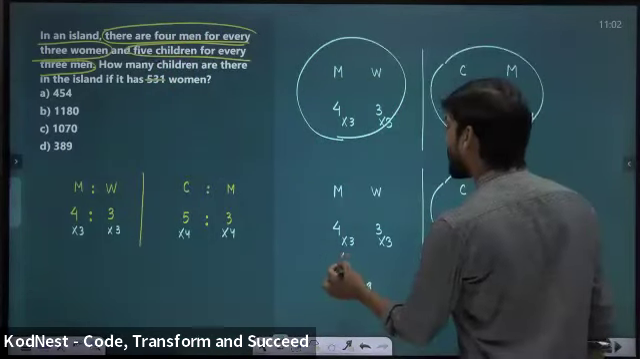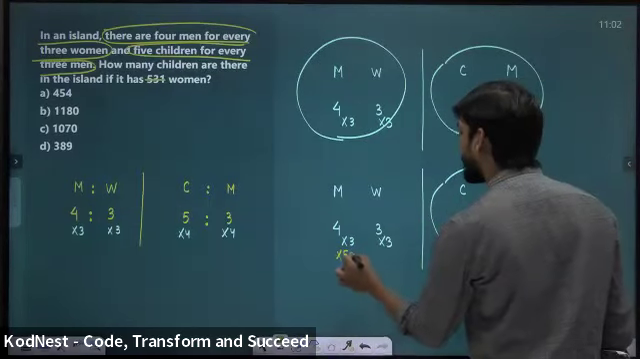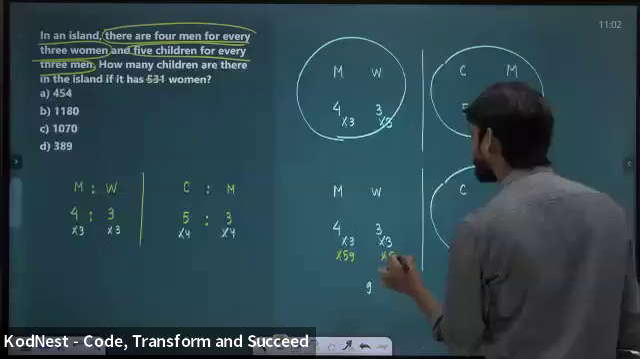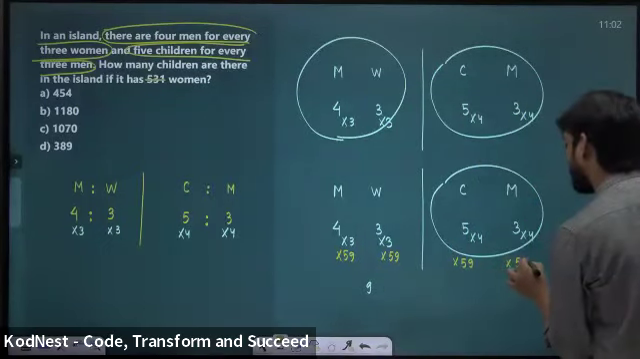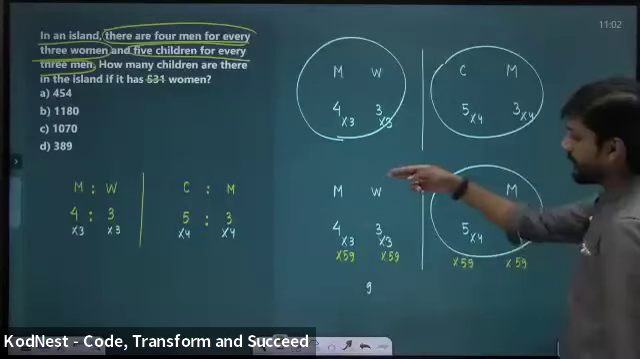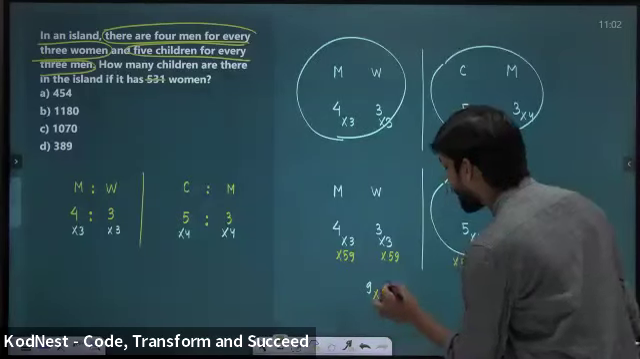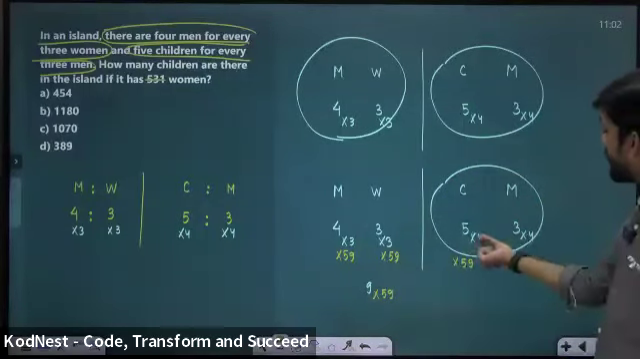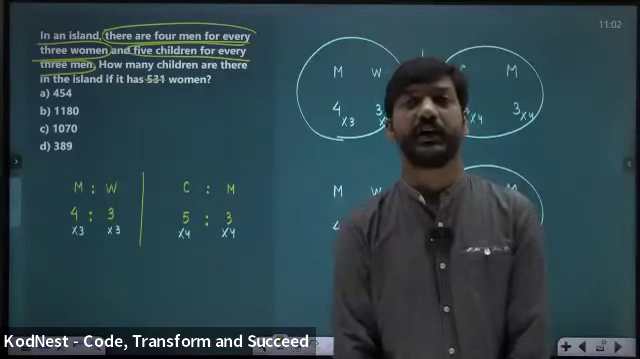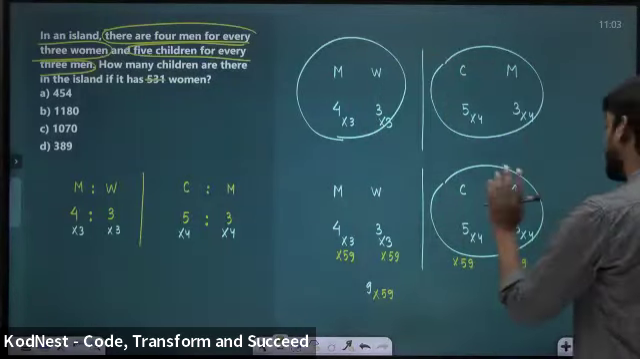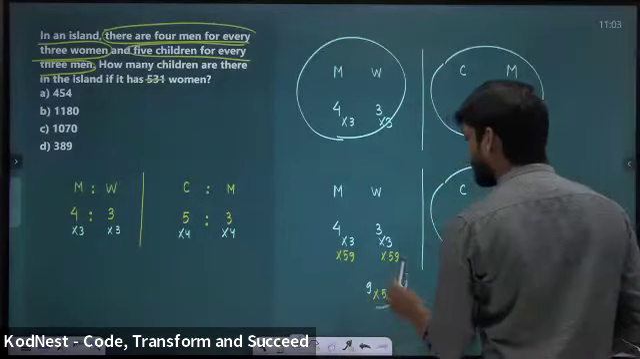So if we multiply with 59, let me first show it this way. If we multiply with 59, we will get our answer. Women will be equal to 531. You can check. And number of children will be 5 into 4 into 59. Okay, so 1180. If you are not able to think 59, in that case, I will suggest that first write this.